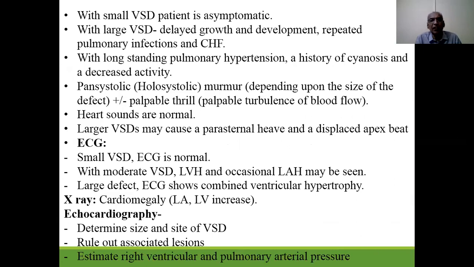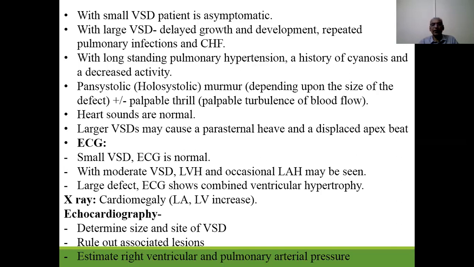With small VSD, the child does not have any symptoms. With large VSD, there is delayed growth and development, repeated pulmonary infection and congestive heart failure. Also, in long-standing cases, there may be pulmonary hypertension and decreased activity. You can see the pansystolic murmur with three normal heart sounds, but larger VSD has a parasternal heave and displaced apex beat. ECG in small VSD is normal.